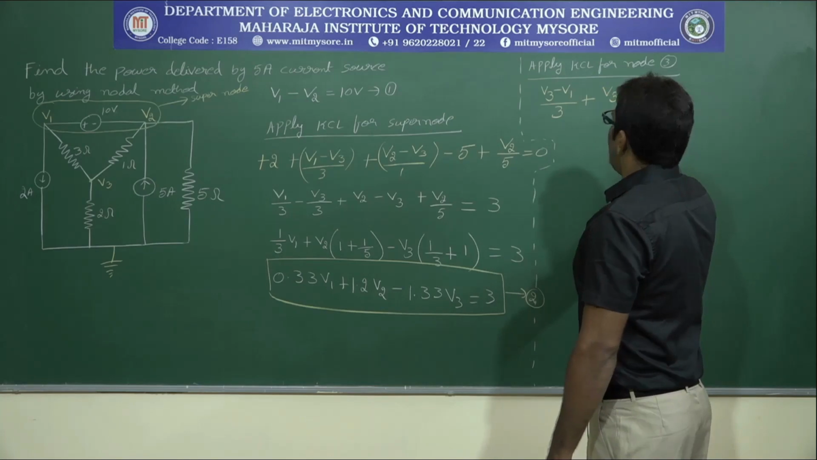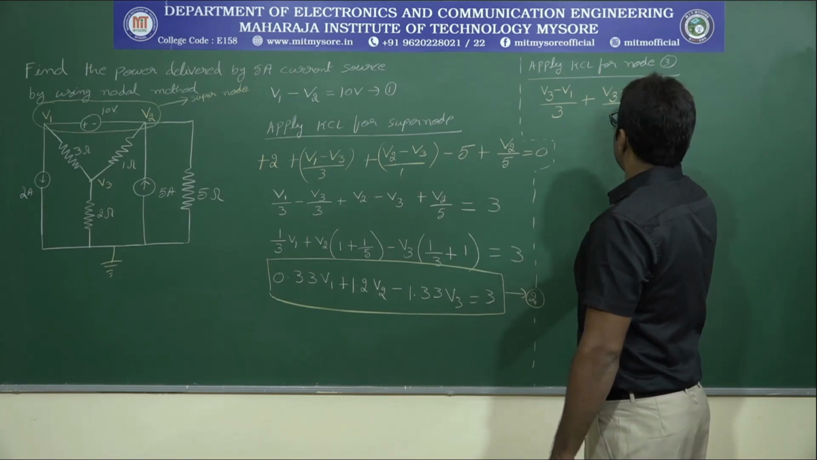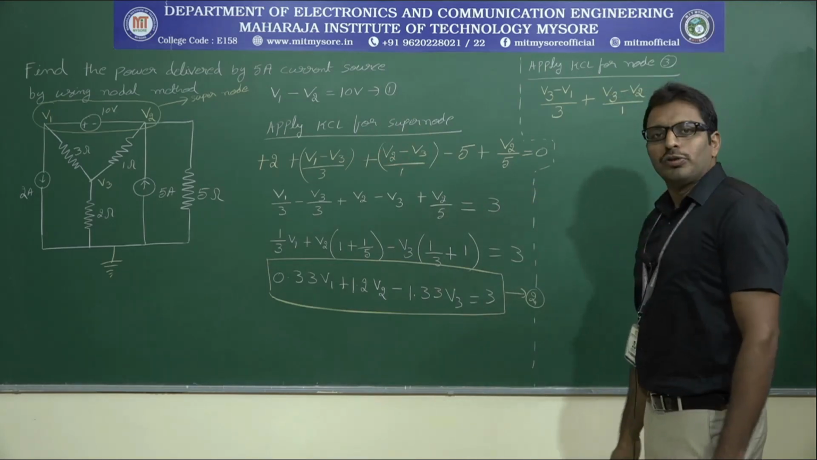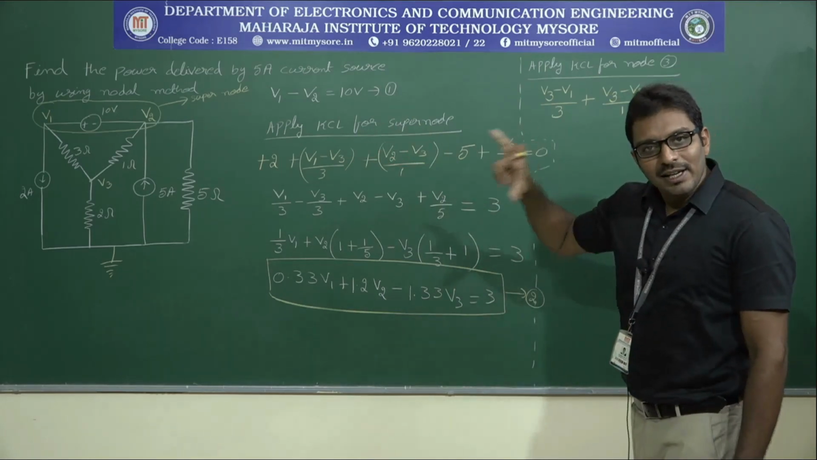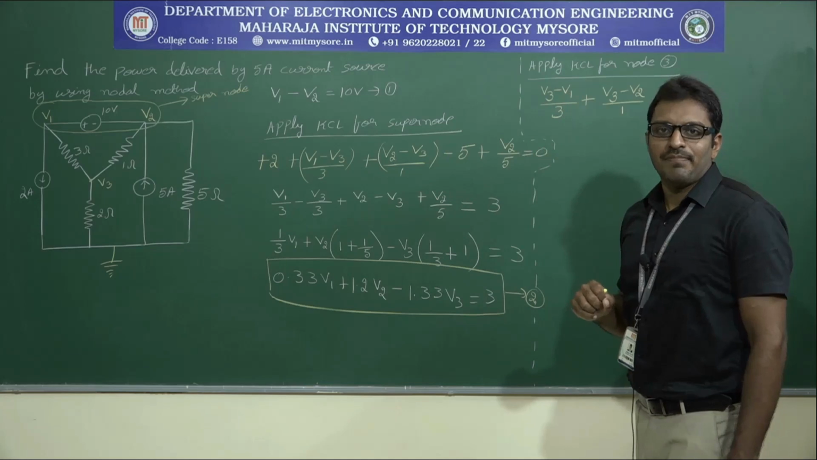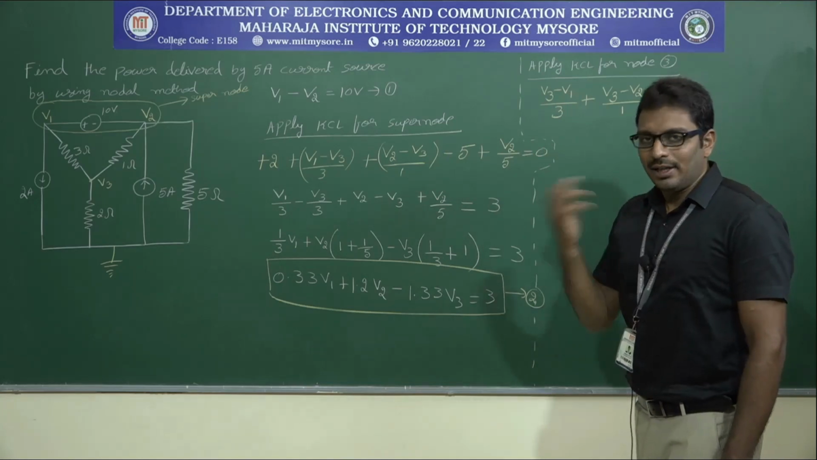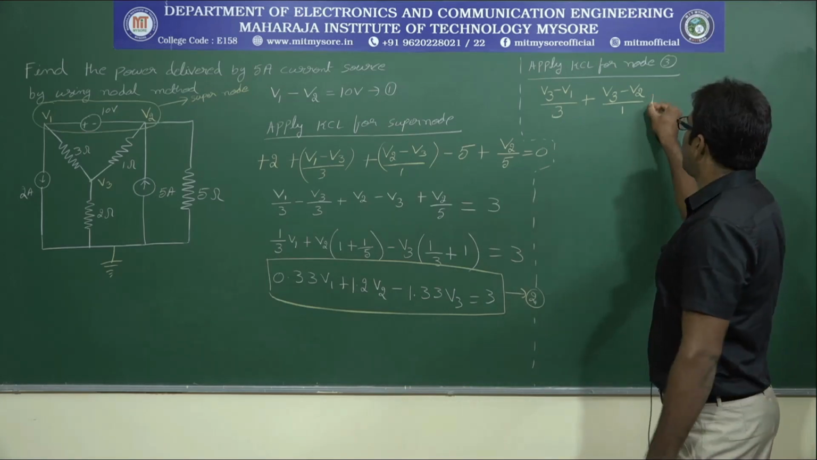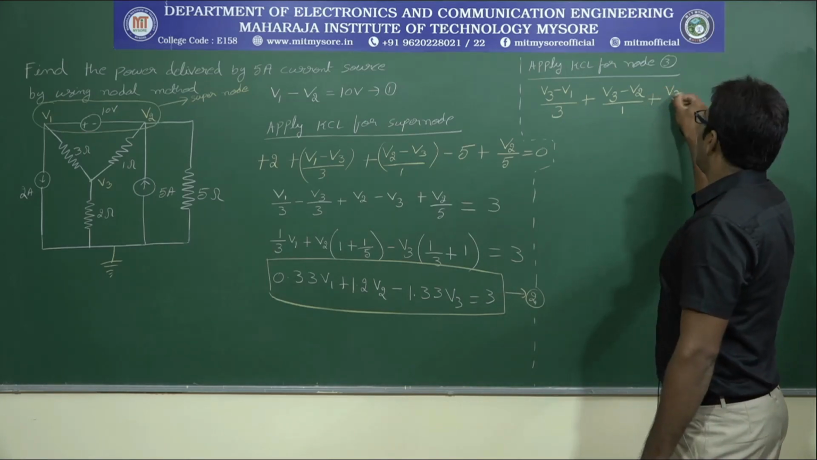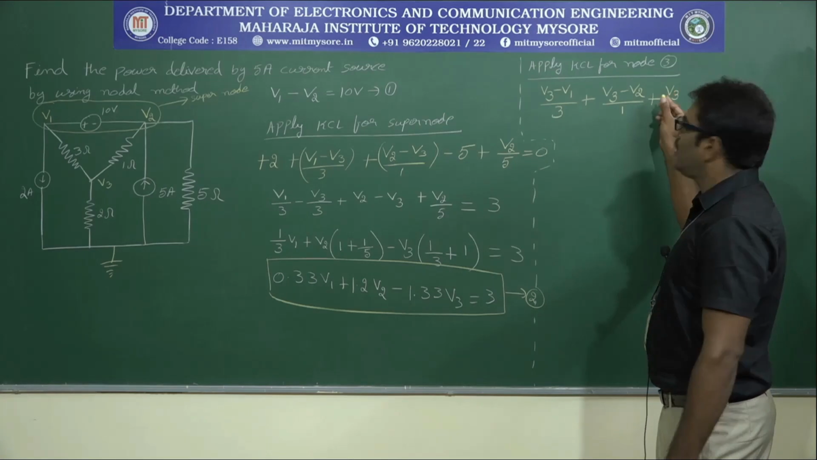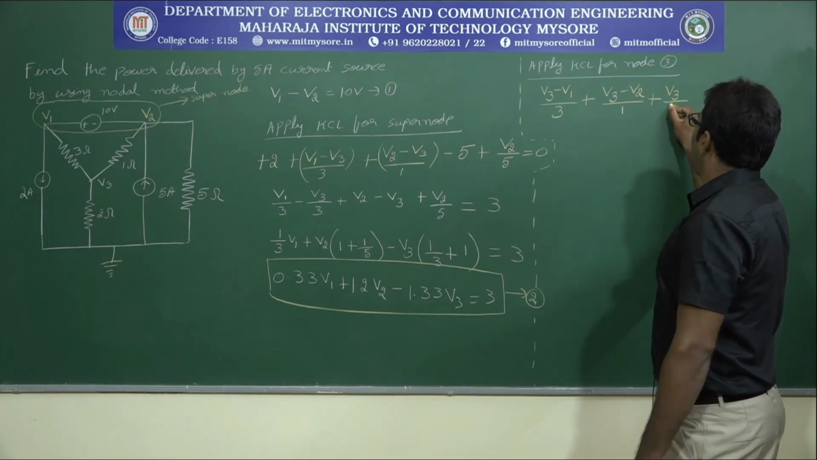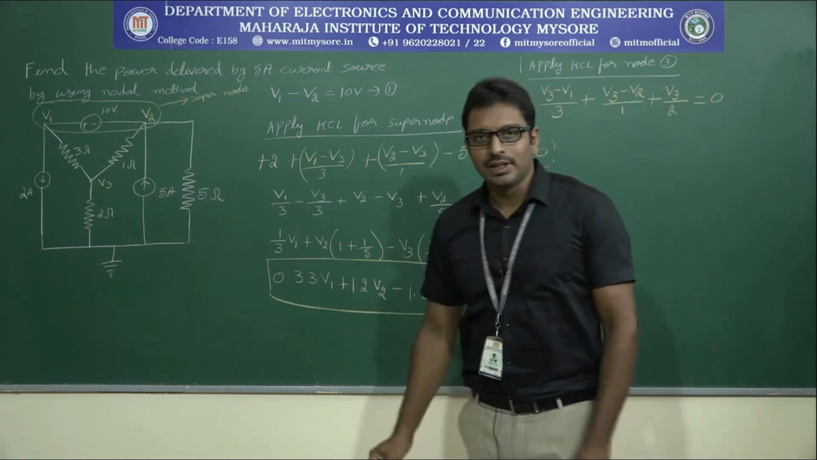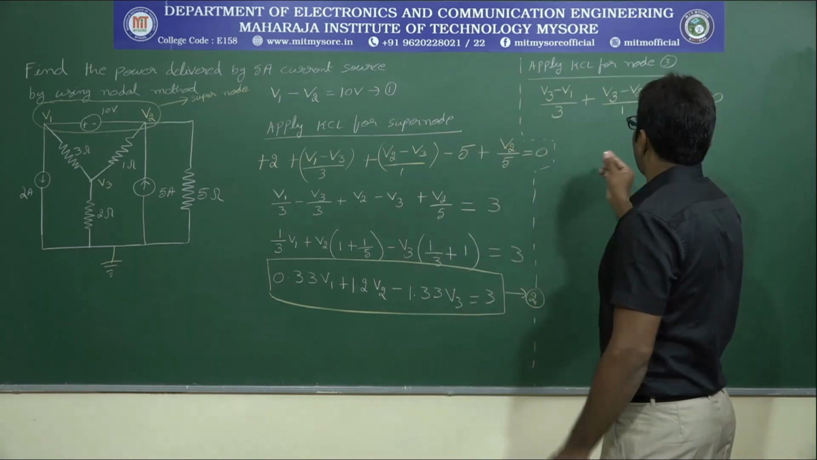V3 minus V2 divided by what is the resistance value? 1 ohm resistor. Then last one, what is the current through the 2 ohm resistor? Potential difference across the 2 ohm resistor divided by resistance gives the current through the 2 ohm resistor. So plus V3 minus 0, no need to write 0, V3 divided by 2, that is equal to 0. That clear? Now just simplify this equation.